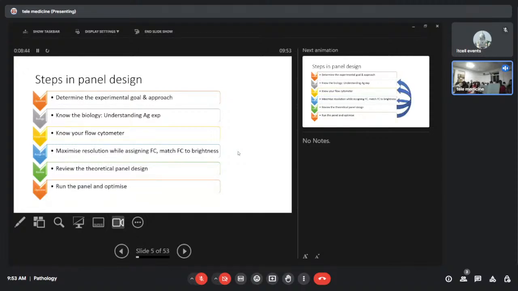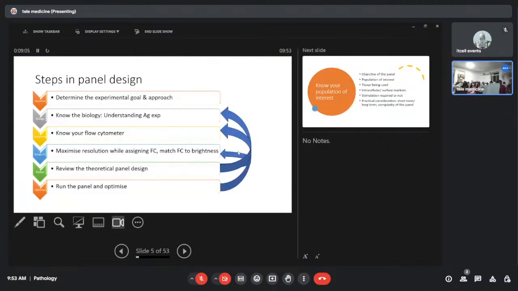So first is reviewing your theoretical panel design, and the next step is optimizing a panel. Now you have made the panel, it is not necessary that 100% of the time it will give you correct information. So sometimes what happens is that we make a panel, we try it in the lab and we realize, oh, this antibody is not working. Right? So in that case, you have to then change that antibody or modify the fluorochromes for one of the other antibodies. And why have I drawn these arrows? Because at every step, you may have to go back to the previous step. You may have to do that step all over again.